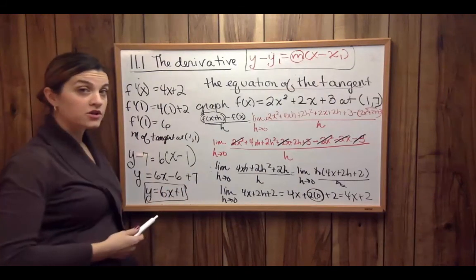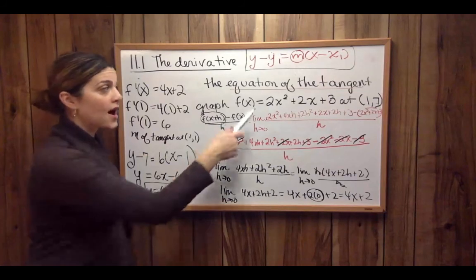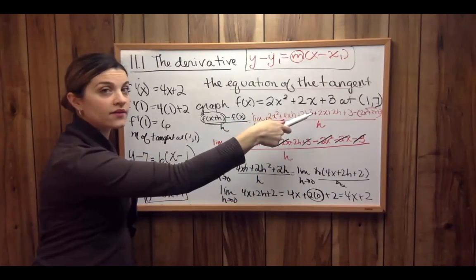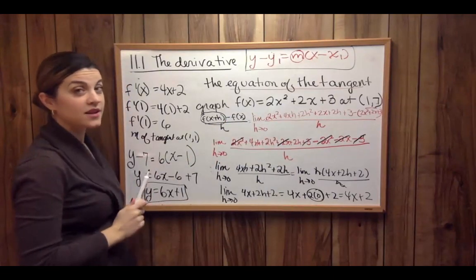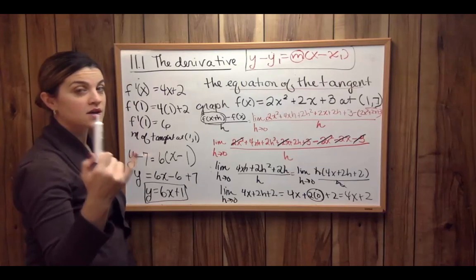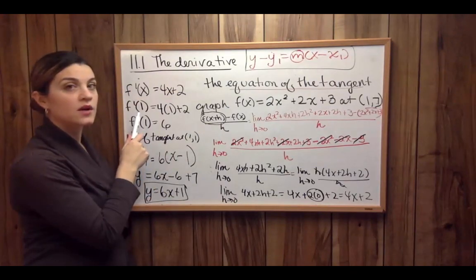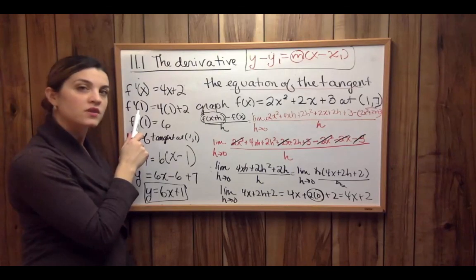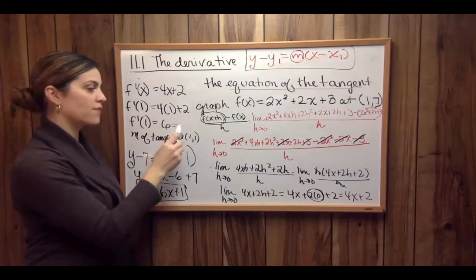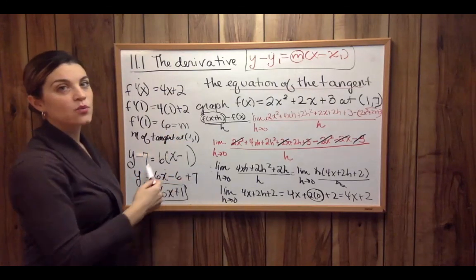So this is the equation of the tangent line to the curve f of x is equal to 2x squared plus 2x plus 3 at the point 1, 7. And this is how you go about answering it. Find a derivative, f prime of x. Substitute the x value inside of f prime of x to find the derivative, the slope of the tangent line at that point. Then take that slope, this is your m, and substitute it into the point slope formula as well as the point 1, 7.